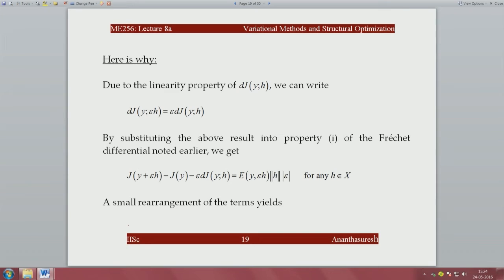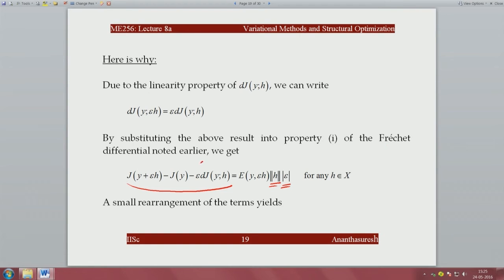So, all we are trying to say is that when you think of that limit that we used in the Fréchet differential expression, J of y plus epsilon h minus J of y minus epsilon dJ y h, then that is equal to the error term that may be there in it, E of y, epsilon h, times the norm of h and the absolute value of epsilon. This is true, this is one of the properties of the Fréchet differential.